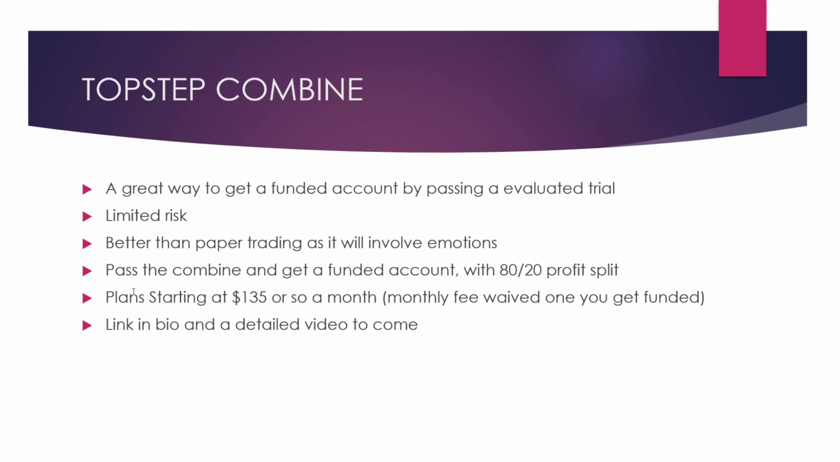Again, these plans do start at around $135 and go up to like $375 depending on which tier you want to do. But once you do pass the combine, which could be passed in a minimum of 15 days, that monthly fee is then waived. Once you are funded, there's no more fees and you're just trading. If you make money and you withdraw money, they'll keep 20% of it. You get 80% of it.